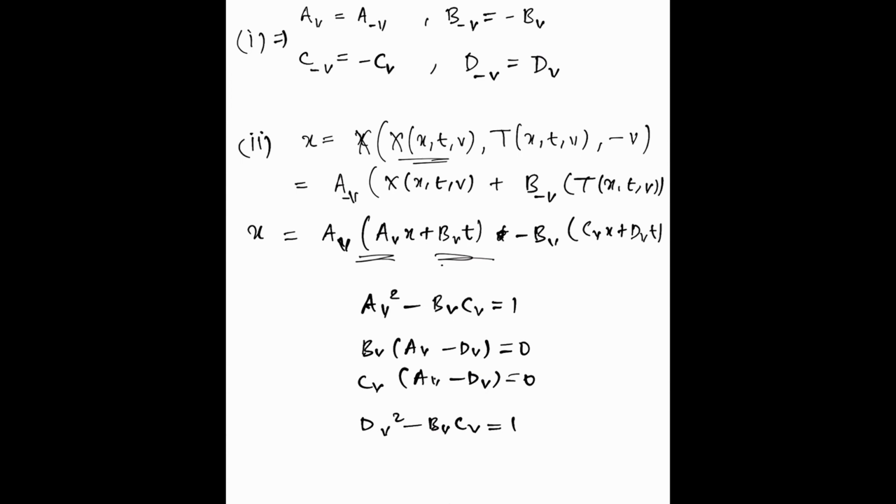Either AV equals to DV or AV does not equal to DV. So if AV doesn't equal to DV, right, what you get is that BV and CV necessarily should be 0. Also, if you want to visualize it better, AV, BV, CV, and DV are actually coefficients in a matrix that act on the xt to give me x dash and t dash, right? So yeah, if BV and CV are 0, if AV not equal to DV, then BV and CV necessarily are 0. That means that AV square is 1, DV square is 1. So that is AV is plus or minus 1, DV is plus or minus 1, but they can't be equal.